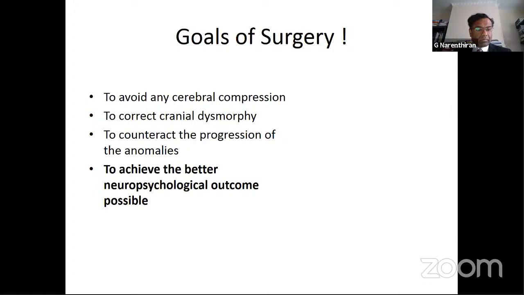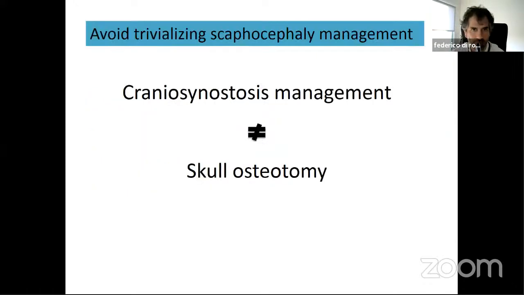So to summarize, the goal of surgery should not be only to correct the cranial dysmorphia. Of course, we want to correct the scaphocephalic head, but this should not be our main goal. The main goal should be to achieve the best possible neuropsychological outcome for our children. And so we have to think of which technique will offer this goal, depending on the background, depending on the age. Again, we need to avoid trivializing scaphocephaly management.